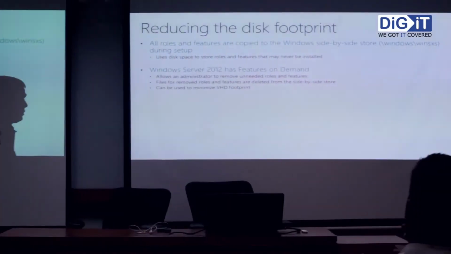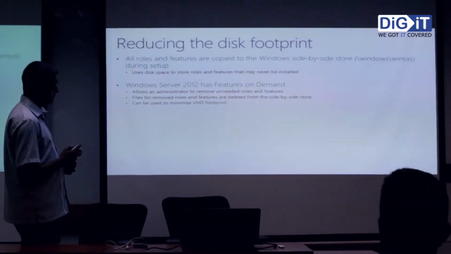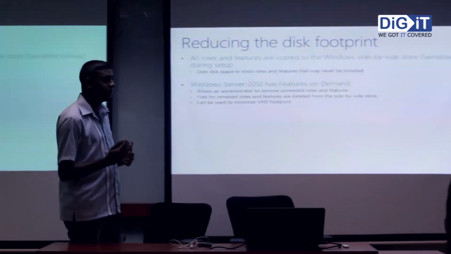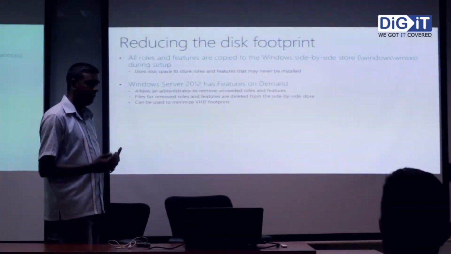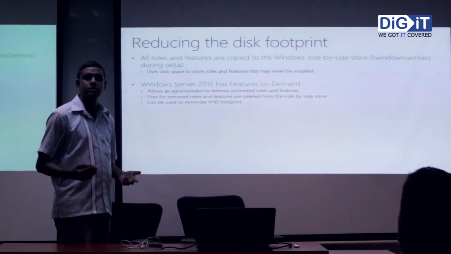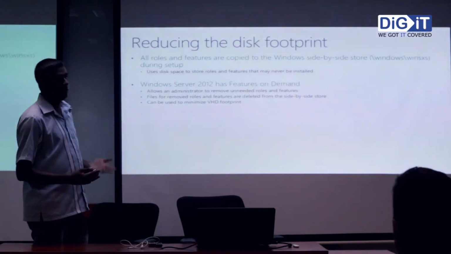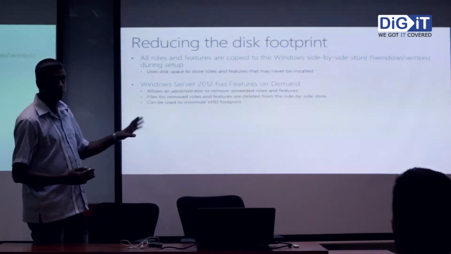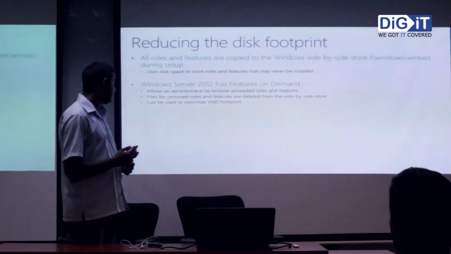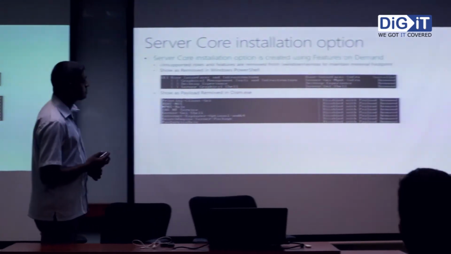This is reducing the footprint. As I mentioned, in the Windows WinSxS folder you are getting all the features. The files are copied to that folder, so you don't have to insert a physical disk again to install the features. Otherwise, if this feature is not going to be used anytime soon, you can remove it completely, even from this folder, by adding that keyword. So now this is the Server Core installation option.